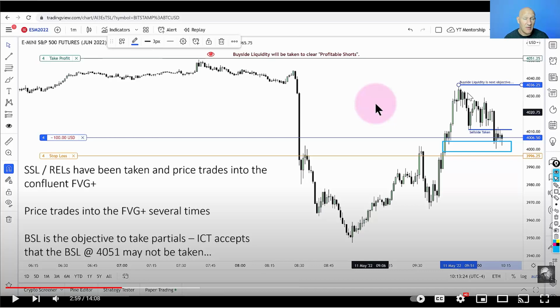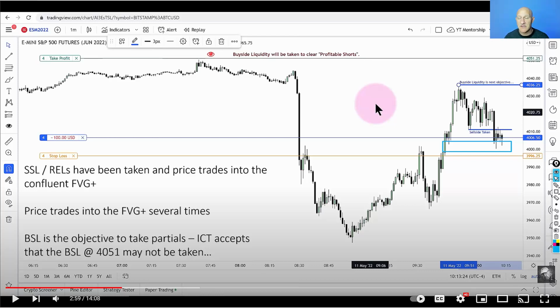Now he's obviously targeting this buy side liquidity up here as his ultimate objective, but he accepts that this may not be reached. And this is obviously just a conservative approach ICT would be taking, knowing that he's actually trading counter to his bias. So there's just the potential that we may not reach there, and we just might trade up into these imbalances here before once again trading lower and targeting that bullish fair value gap that we talked about on the daily chart.